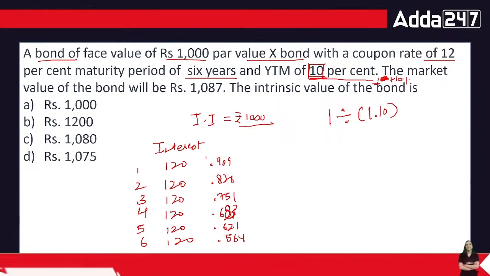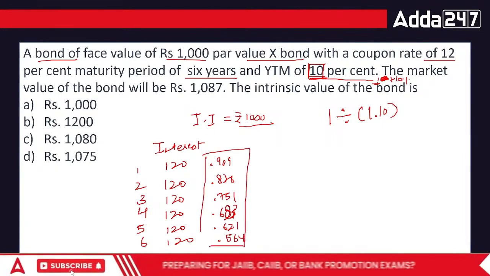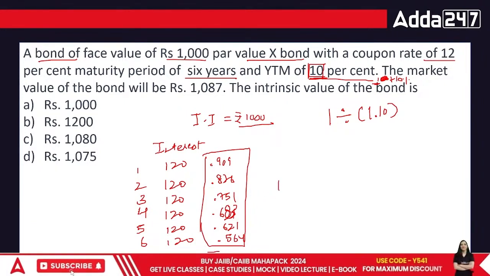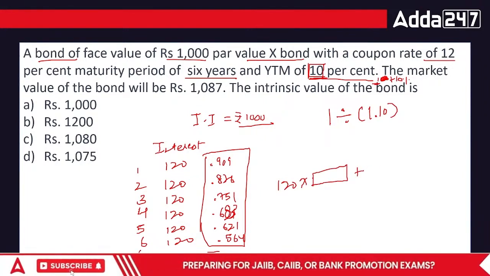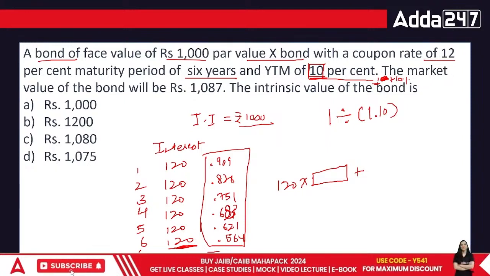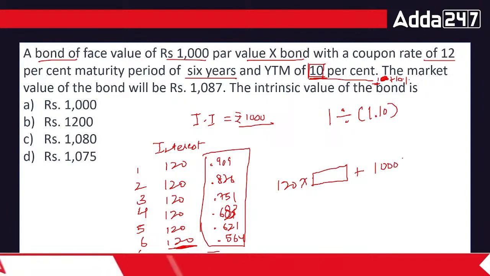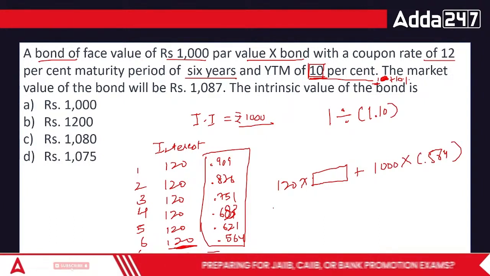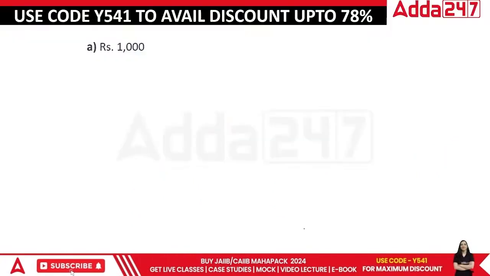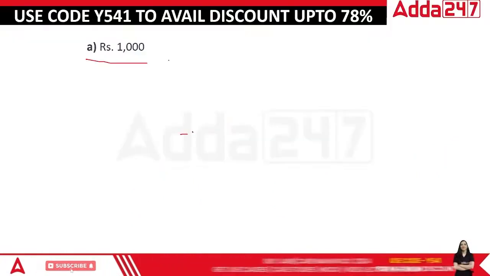Then either you multiply it individually or you total all these. You just have to do the total and then multiply it by 120. Plus, in the last year, in the 6th year, you will not only receive this 120 rupees, you will also receive back the 1000 rupees that you have invested. So technically, it's going to be 1000 multiplied by 0.564. So what's going to be the answer in this case? The answer is going to be rupees 1000, everyone.